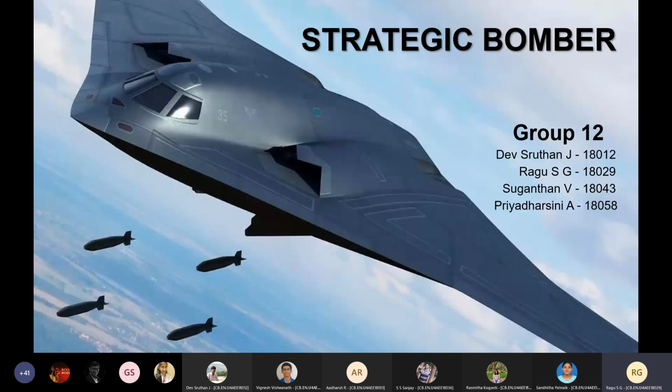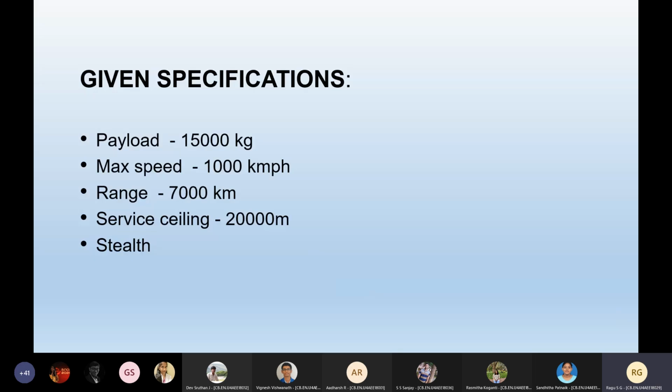We are Group 12, and our aircraft is a strategic bomber. Today I am going to present about the weight estimation. The specifications given to us were these. The payload was 50,000 kilogram and max speed 1,000 kilometer per hour. The range was given as 7,000 kilometer and service ceiling 20,000. And stealth is an important criterion for us.